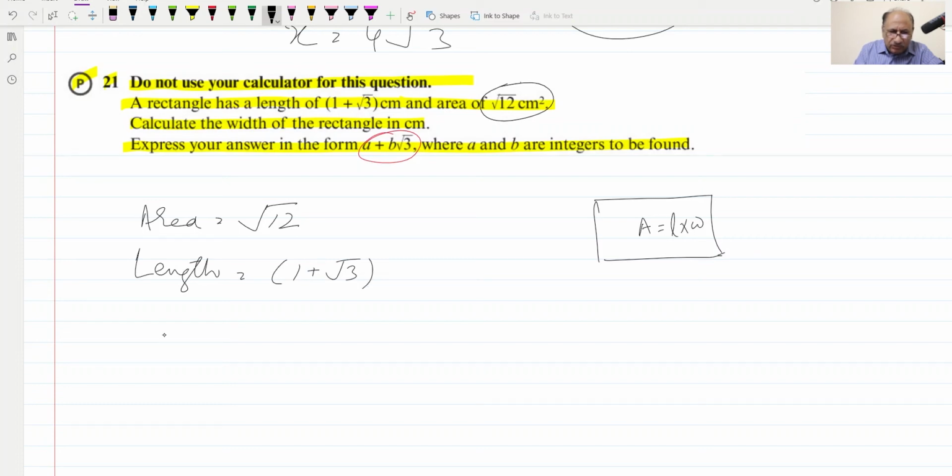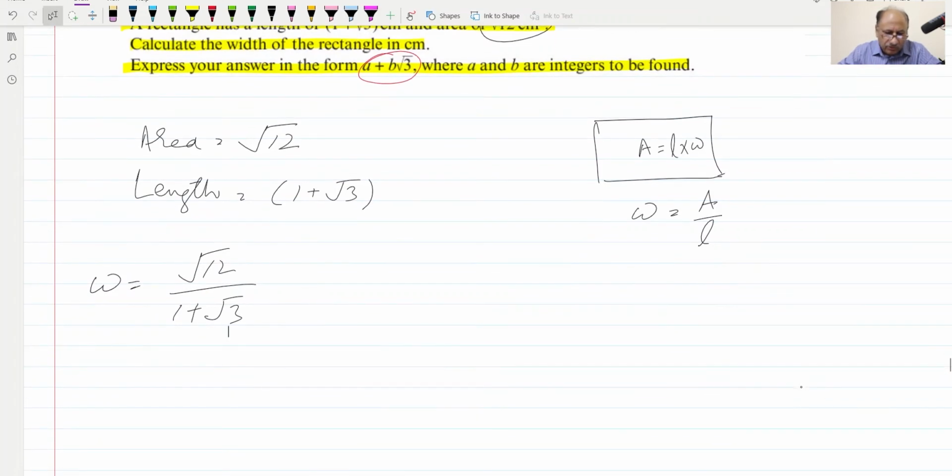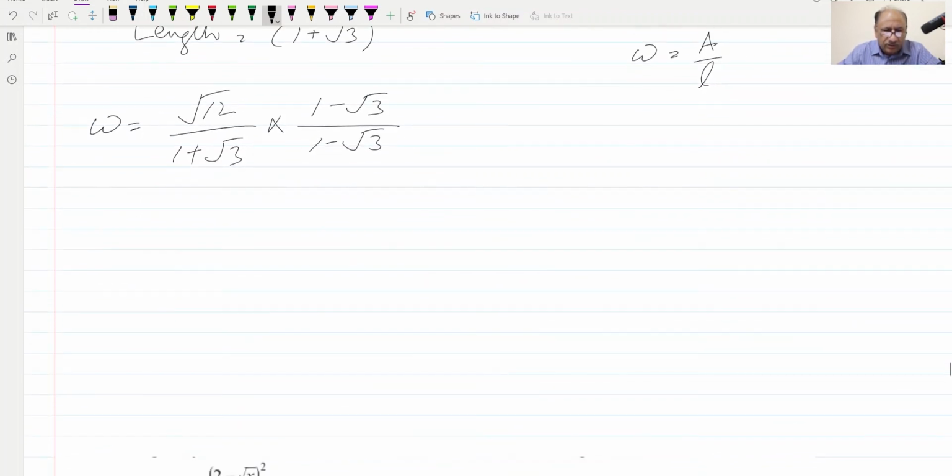From this formula we can write W is equal to A over L, area over L. So width will be equal to under root 12 over 1 plus under root 3, and we have to solve this. For solving this we will rationalize, multiplying by 1 minus under root 3 over 1 minus under root 3. You know this, right? So we can again use this formula on the denominator.